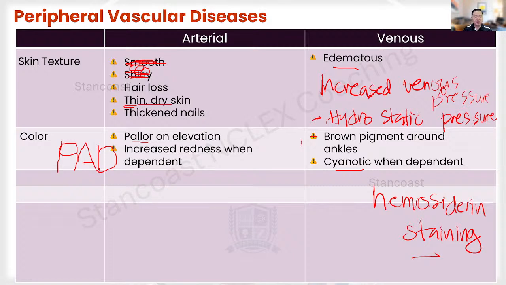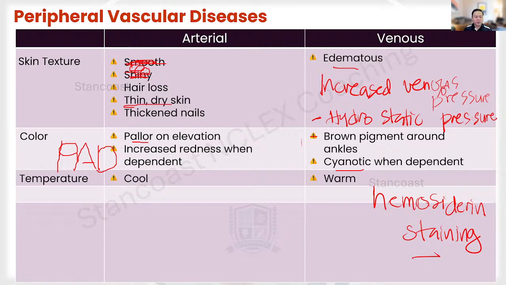Now, we're also going to talk about the temperature. What will be the temperature in an arterial peripheral vascular disease? Well, it will be cool to touch. And the reason for that is the poor blood flow leading to the lowered skin temperature. It's because of the poor oxygenation to the lower extremities. It will be cool to touch. However, when you are encountering a patient with a venous type of PVD, their skin feels warm, and that is because of the pooling of the blood in the skin.